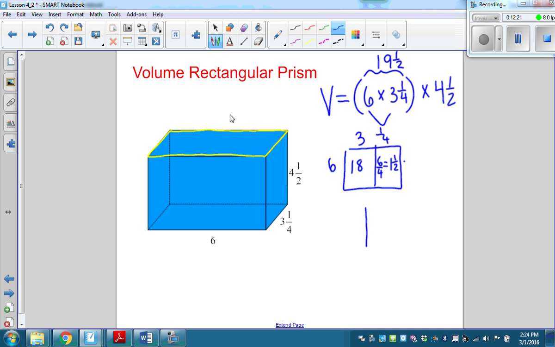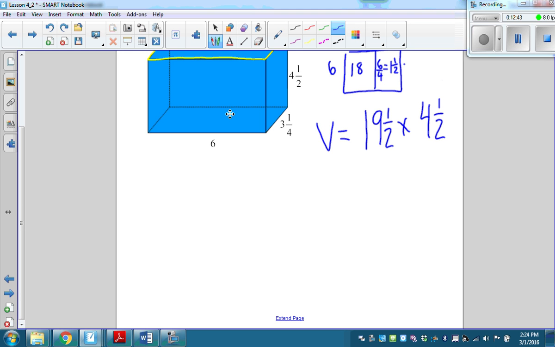So 19 1/2. Am I finished? No. What am I missing, Sophie? You have to multiply it by 4 1/2. Right, because that's just the area of the base. Now I have to multiply by 4 1/2. And that's going to give me the whole volume. So, Hayden, what's a good way to do that? What I do is I do 19.5 times 4.5. Oh, I love it. He's going to go to decimals.